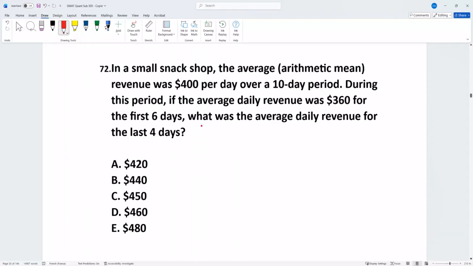Okay, so what this means is that we have the sum of the revenue for 10 days divided by 10, which is the number of days, the 10-day period, is equal to 400. So that means that the sum of the revenue for the 10 days is actually equal to 10 times 400, which is going to give us 4,000. Okay, so that's the first operation that we need to check.